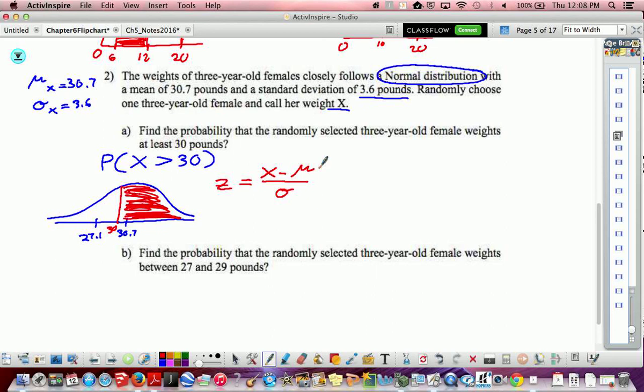And here's how I help myself remember. If it's to the left, my z-score is negative because I'm below the mean. Since this value is less, the smaller minus the bigger would cause a negative number. So you're always taking your score minus the mean divided by the standard deviation. In this case, z equals your score 30 minus 30.7 divided by the standard deviation of 3.6.